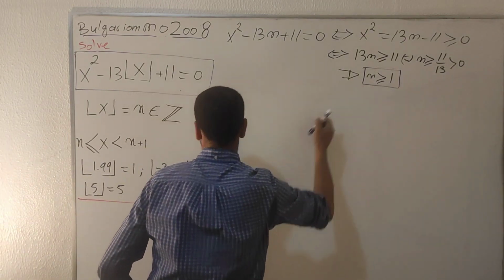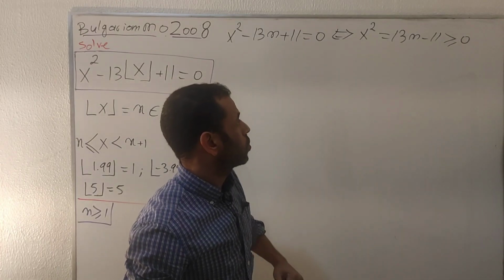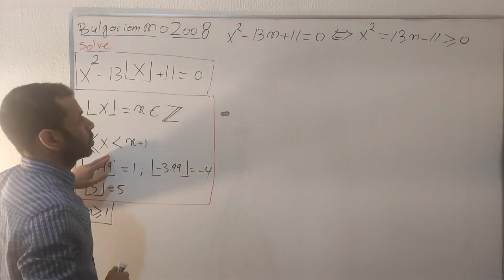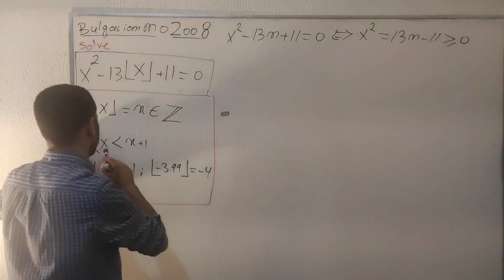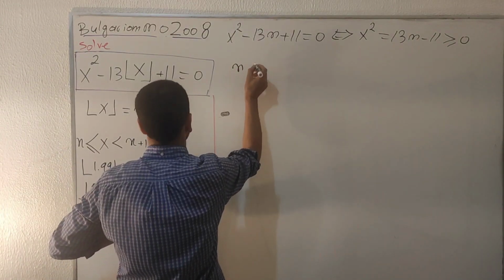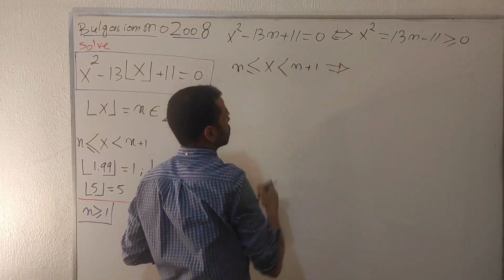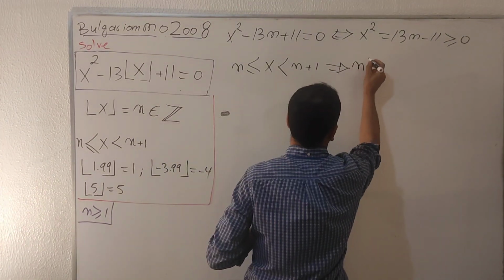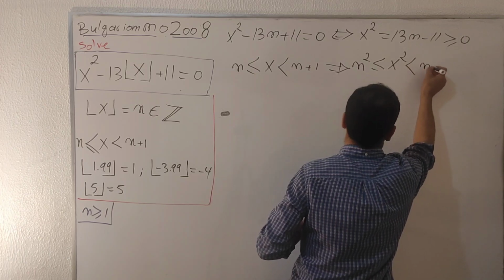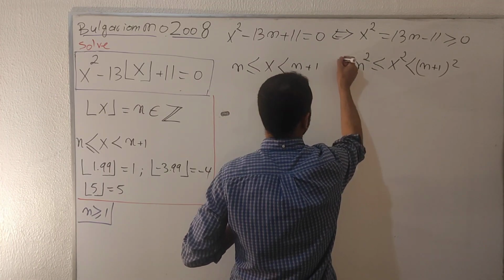I'm going to take this information down here: n is greater than or equal to 1. Now I'm going to combine this with the inequality. Since n is positive, we need to raise both sides to the power of 2. We know n is less than or equal to x, and x is strictly less than n plus 1. Raising both sides to the power of 2, I get n squared is less than or equal to x squared, which is strictly less than (n plus 1) squared. Keep in mind that n is greater than or equal to 1.